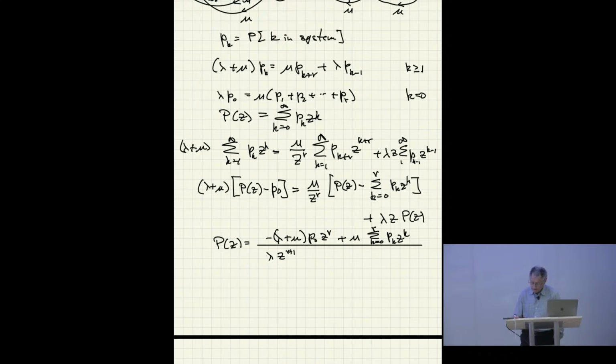That came from this term over here. I multiply by minus 1, that's why it's a plus sign. Minus lambda plus mu, all of that times z to the r multiplied by it. And all I have is plus mu left over from this other term here.